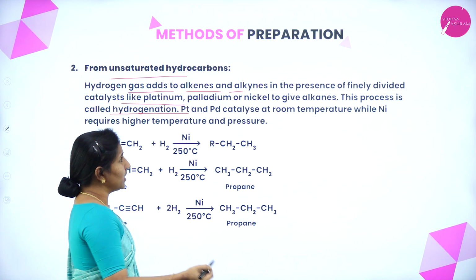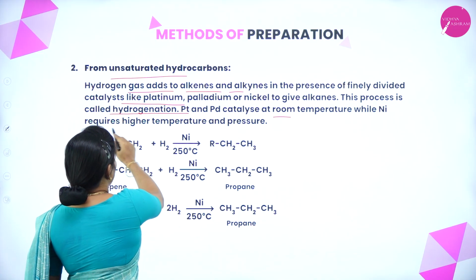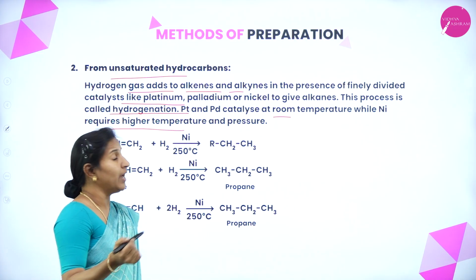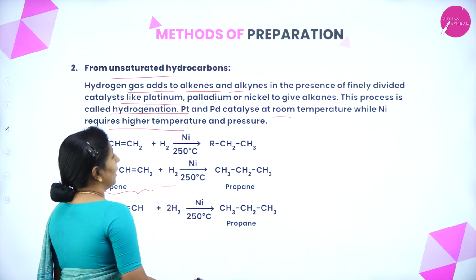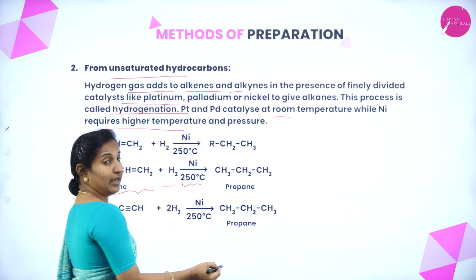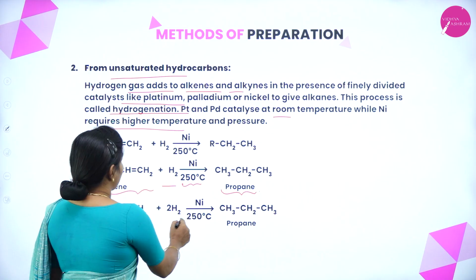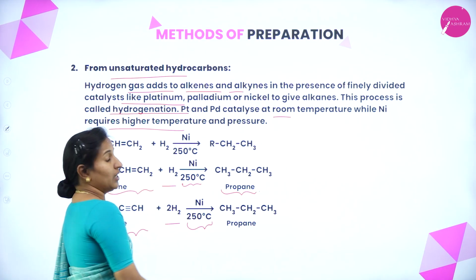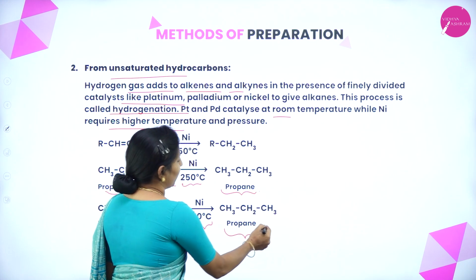Platinum and palladium catalysts work at room temperature, while nickel requires higher temperature and pressure. Here propene reduced in the presence of nickel at 250 degrees Celsius gives propane. Propyne reduced in the presence of nickel at 250 degrees Celsius gives propane.